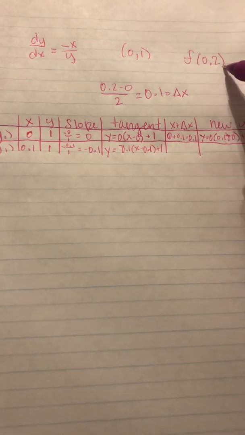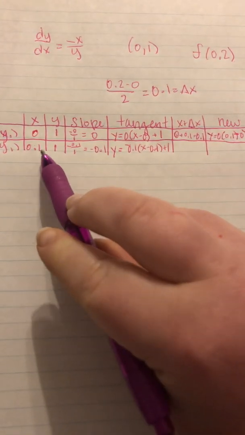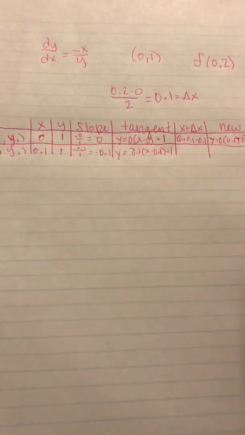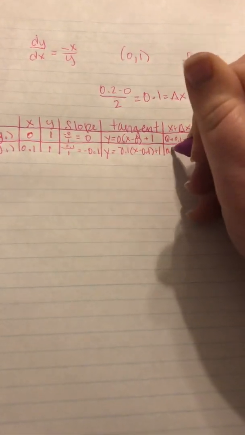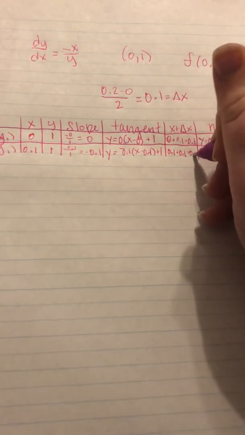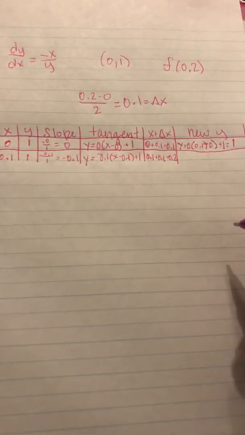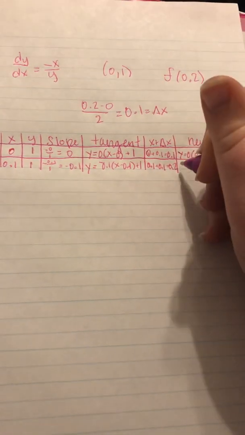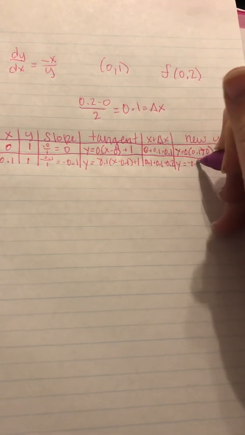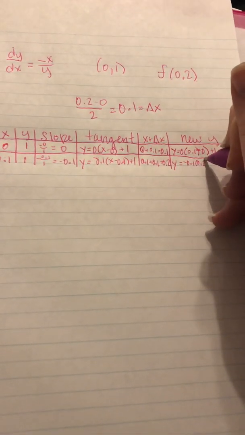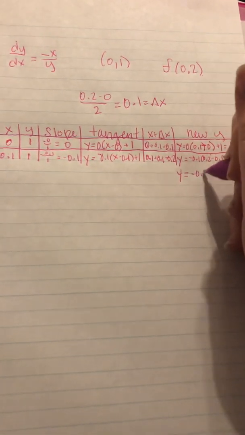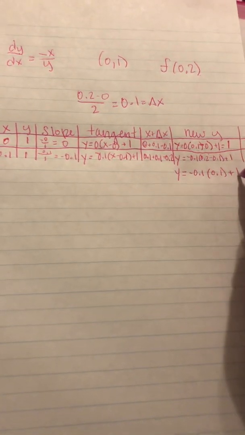Alright, and now we want to find our new x because we want to find f of 0.2. Right now, our x is only 0.1, and we want to approximate f of 0.2. So we're going to take our x for our point and add our step, and that will give us 0.2, which will become our new x, which is what we want to approximate f at. So then we plug this new x into our tangent line equation. We get y equals negative 0.1 times (0.2 minus 0.1) plus 1, which is negative 0.1 times 0.1 plus 1.